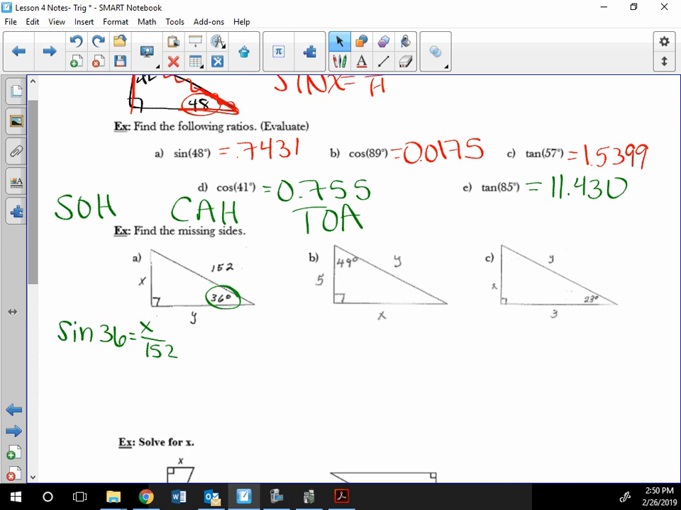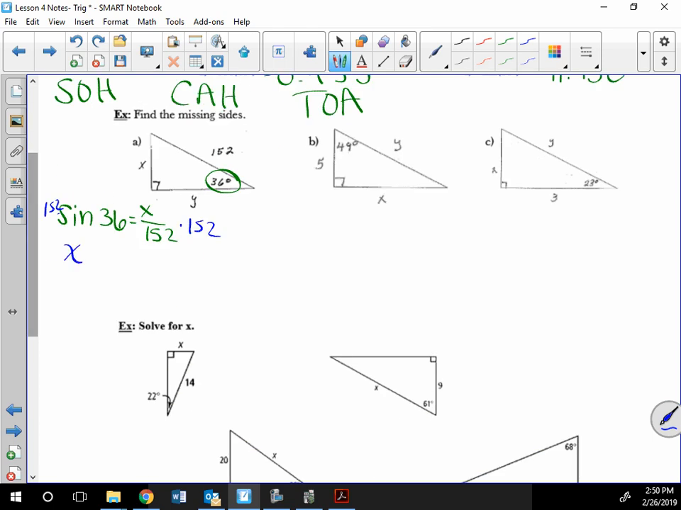Okay. So now we have an equation that allows us to solve for x. If I'm currently dividing by 152, how do I get rid of it? Multiply by 152. So I'm just going to simply multiply both sides by 152. Now, if we did not have our calculators or our table, then we would have our answer as 152 sine of 36. But now that we do have our calculators, we do have our table, we're actually going to find that decimal value. You will finally be given decimal answers.